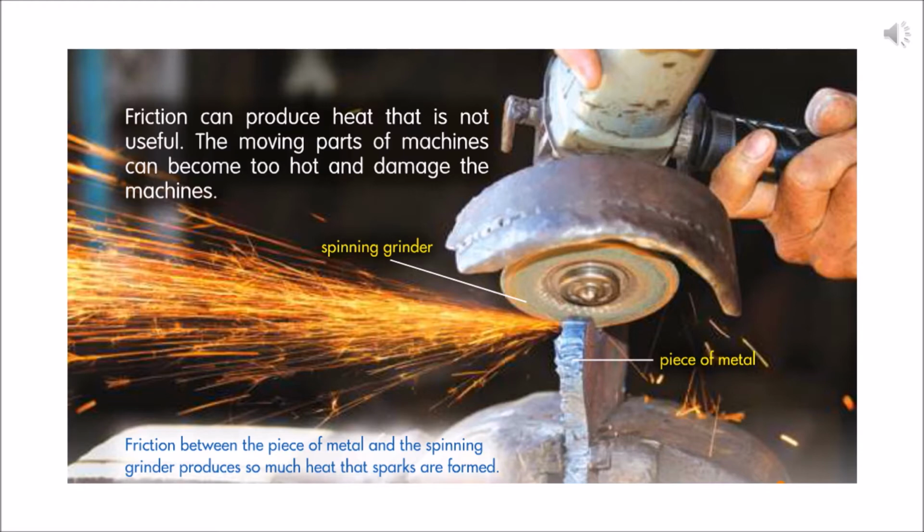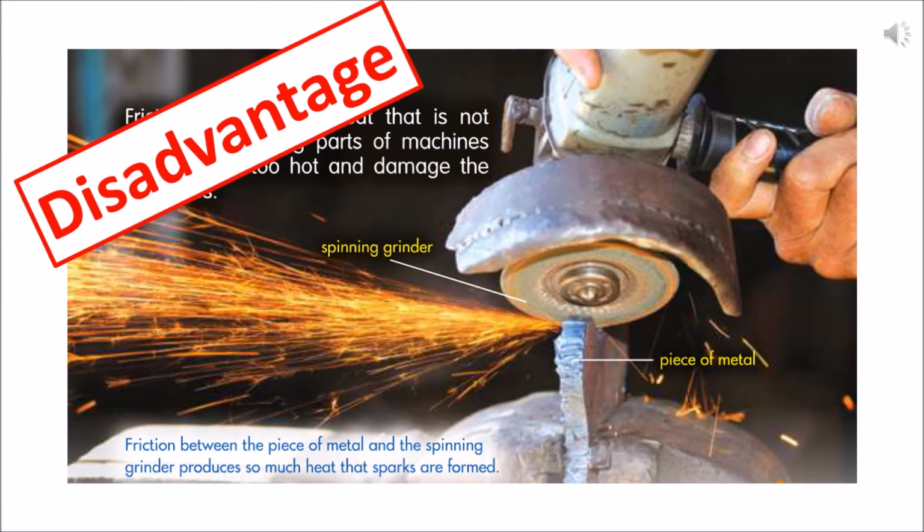The moving parts of machines can become too hot and they can damage the machine or wear it down. For example, the spinning grinder and the piece of metal. Friction between the piece of metal and the spinning grinder produces so much heat that little sparks are formed. So this is definitely a disadvantage situation.